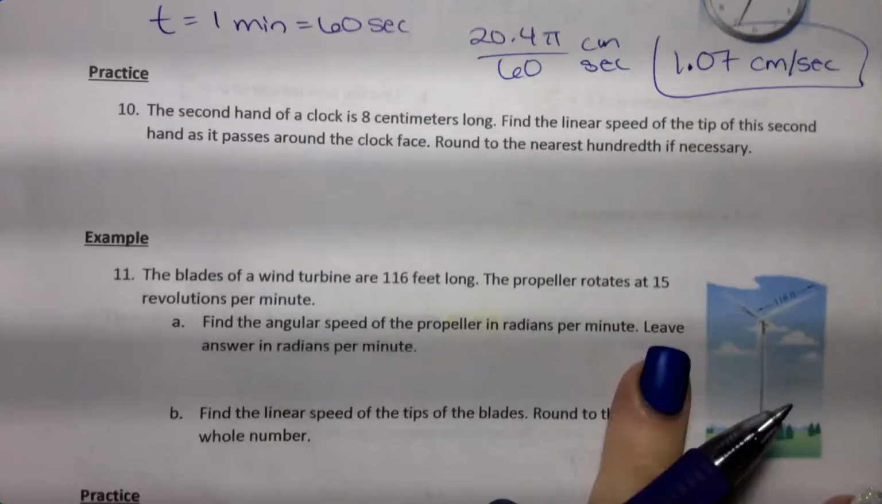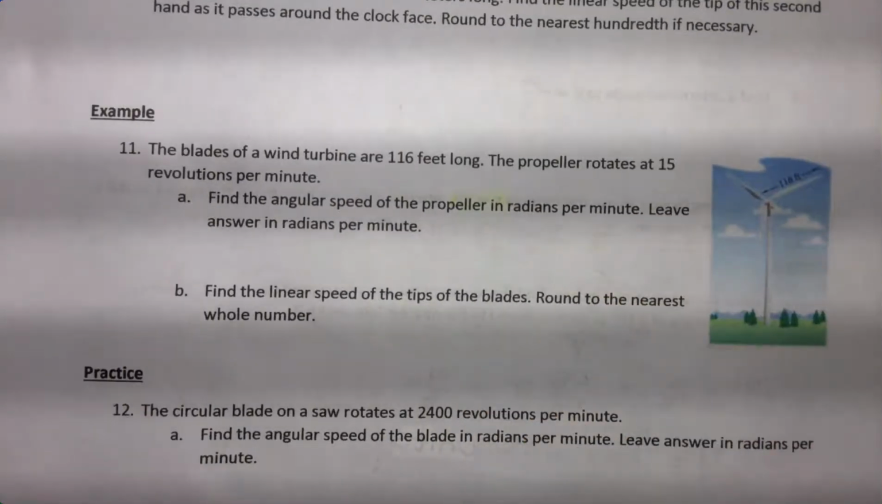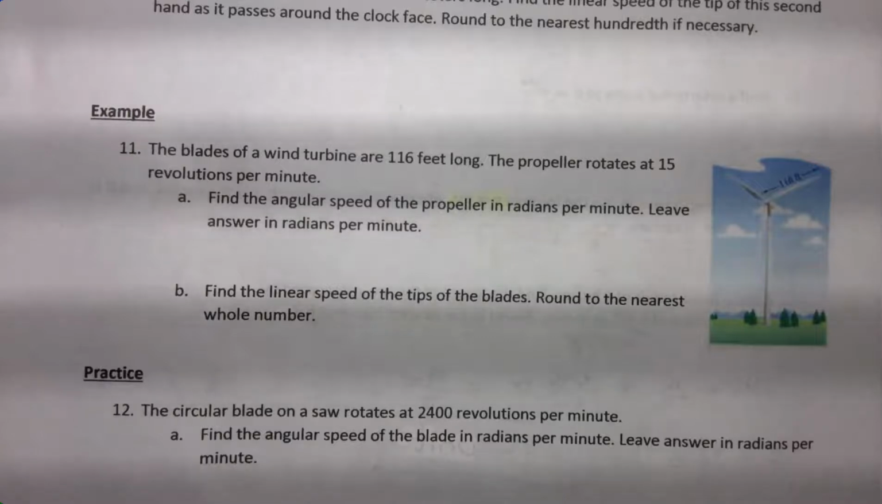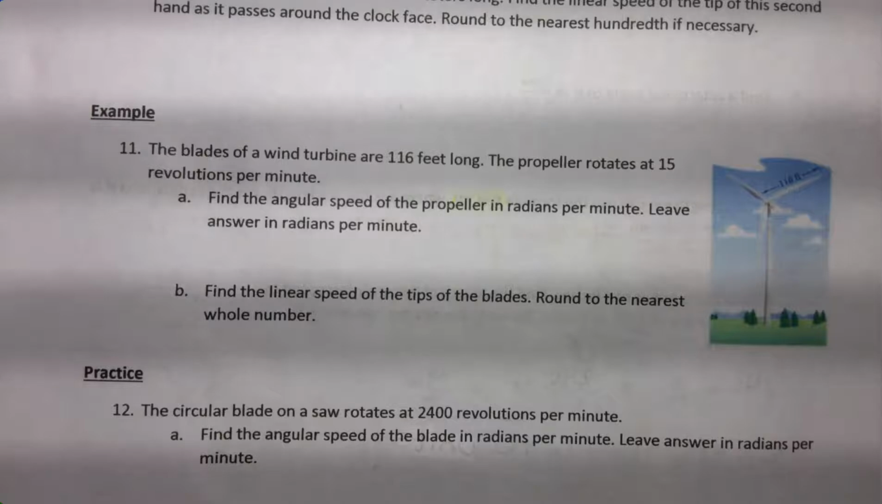Okay, so our last question is asking for both angular and linear speed. On this one, it tells me the blades of a wind turbine are 116 feet long. The propeller rotates at 15 revolutions per minute.